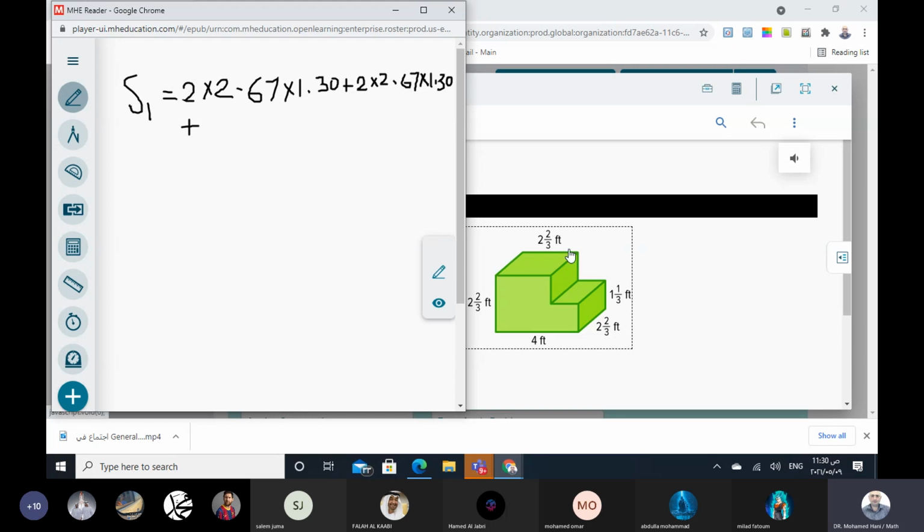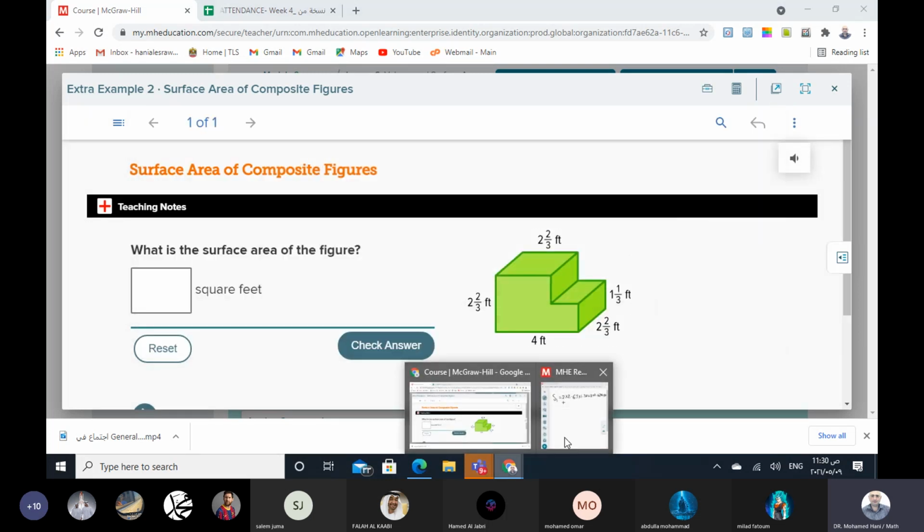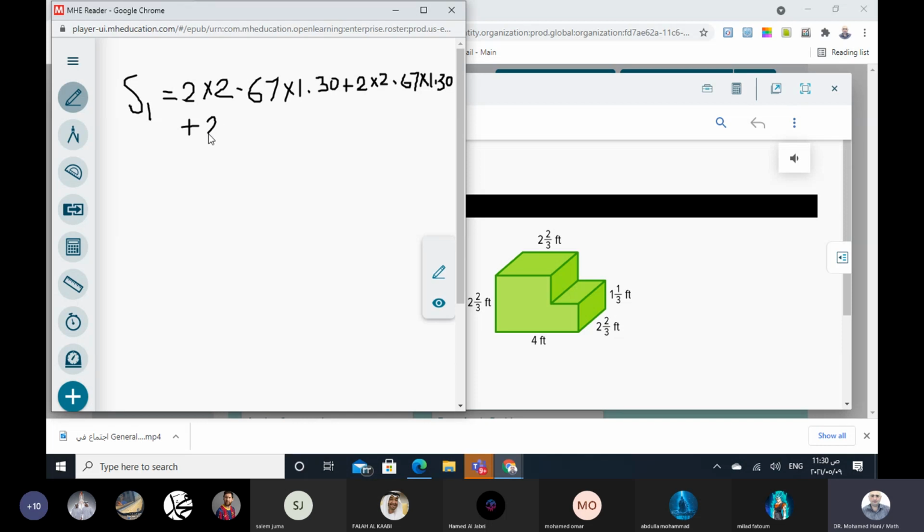Then plus the area of the top. Up here is the base, and down here we have the congruent base. So we have two bases, so multiply by two times the area of the base, length times width, or side times side, because the base is a square. So 2 and 2/3, meaning 2.67, times 2.67.